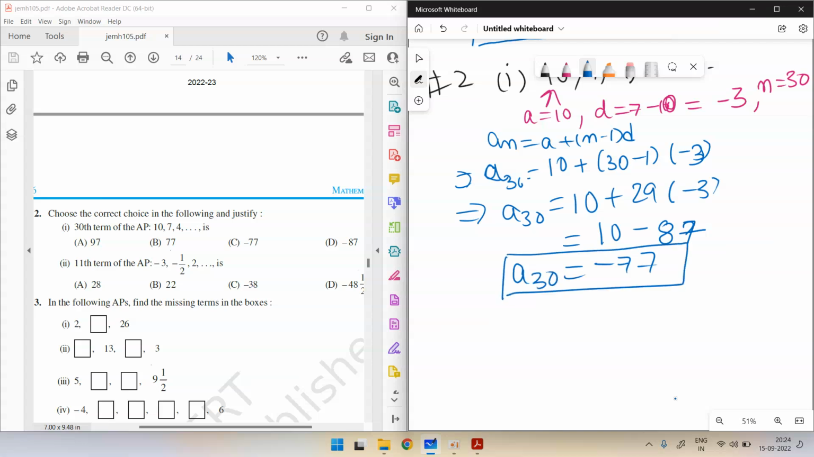So according to this, the correct option will be D. So D is my correct option. Now next is the second part.